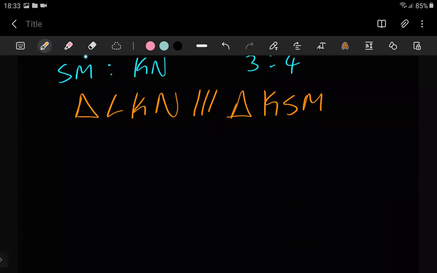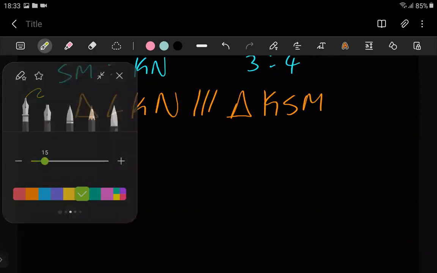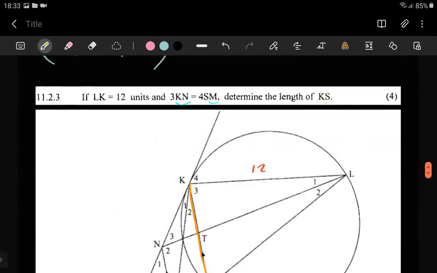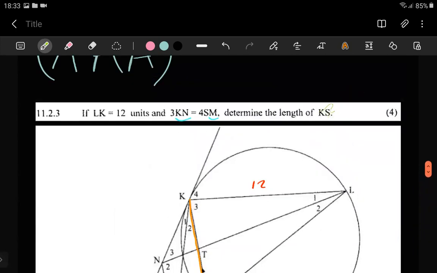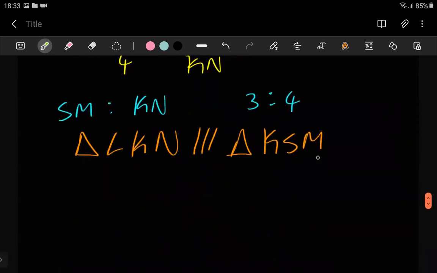I'm literally just trying to remember how you go about answering questions that fall after each other. As long as you've proven similarity here, and now they're talking about ratios and everything, and they're asking for KS, before you even worry about that, just try and find out what ratios you can write out from this.